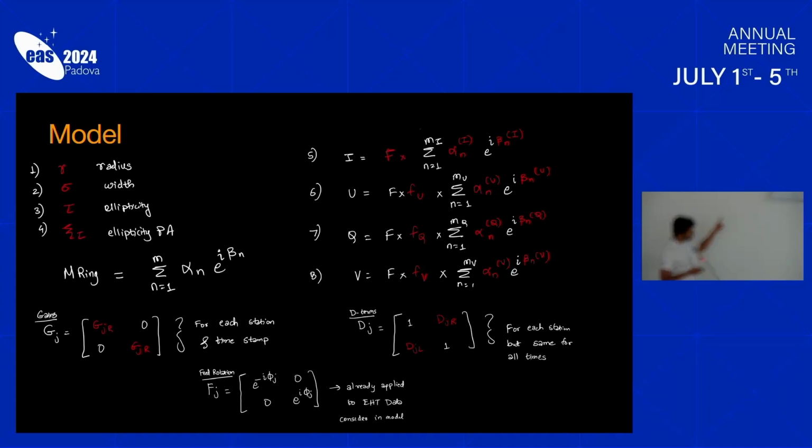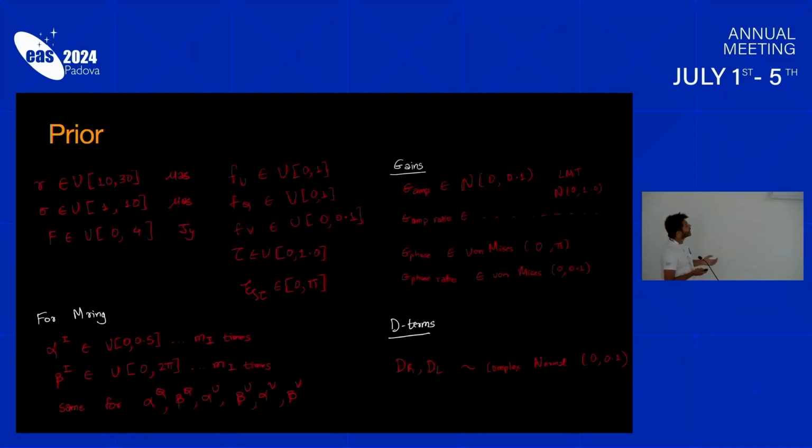Other than that, we can also have one more matrix in this Jones chain, which is the basis transformation. Since I talked about mixed-pol, we can just apply another matrix to convert from linear to circular. Then we can fit any mixed-pol interferometer.